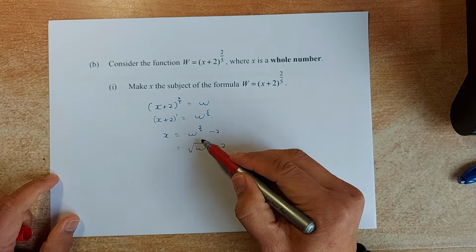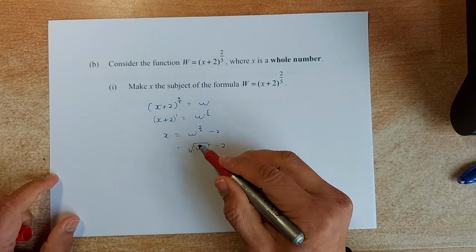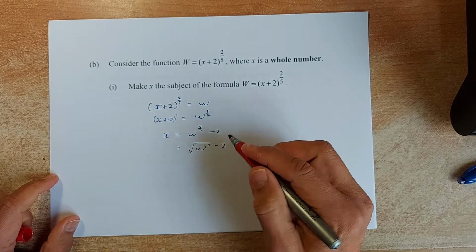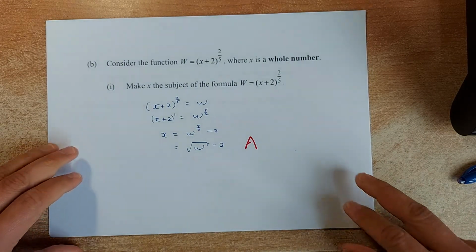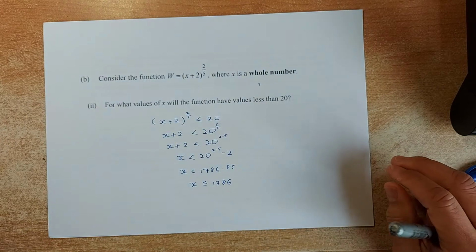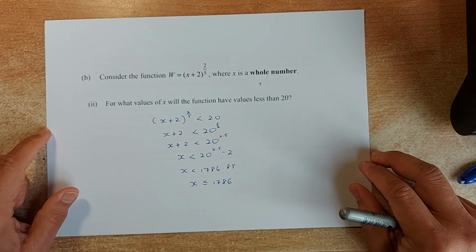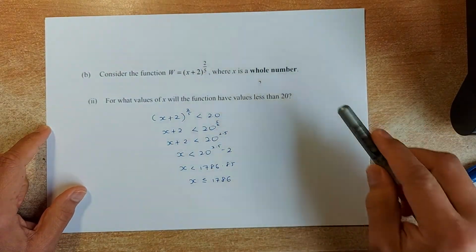So the 2 is the square root to the power of 5. So the square root of w to the power of 5, minus 2. And that will give you an achieve. Right? Okay, let's proceed.